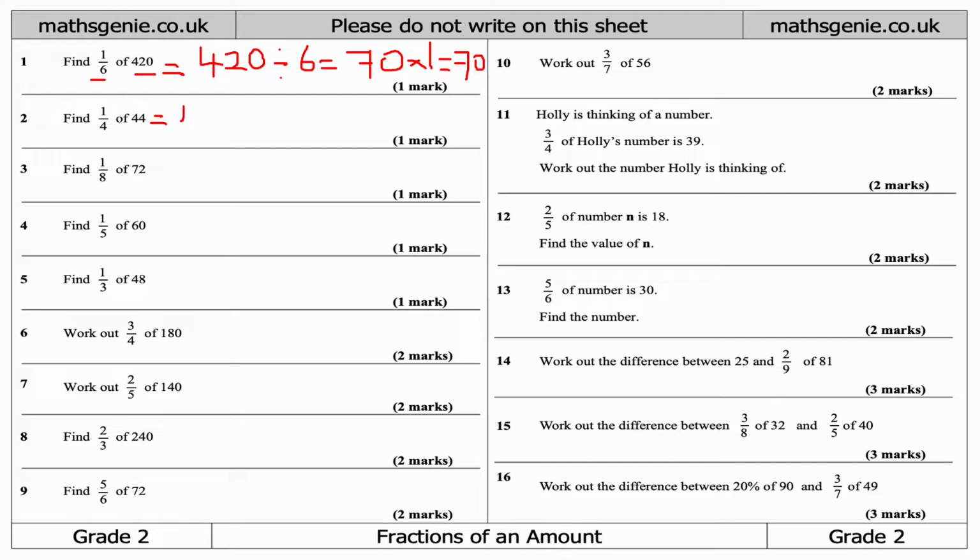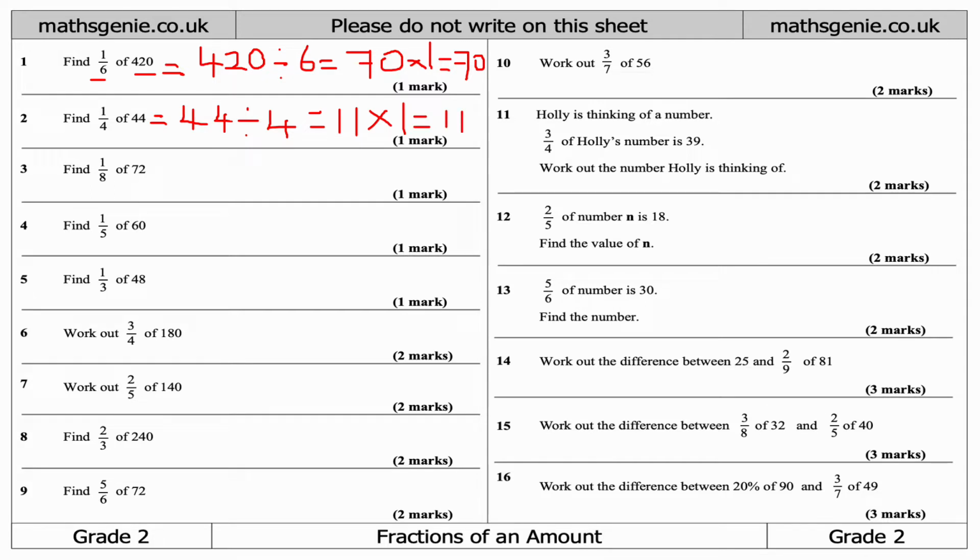Question number 2, find a quarter of 44. Well, I do 44 divided by 4. I'm splitting 44 into 4 equal parts. 44 divided by 4, we should know, is 11. So we divide by the denominator and then times by the numerator. Remember that timesing by 1 doesn't actually change my answer.